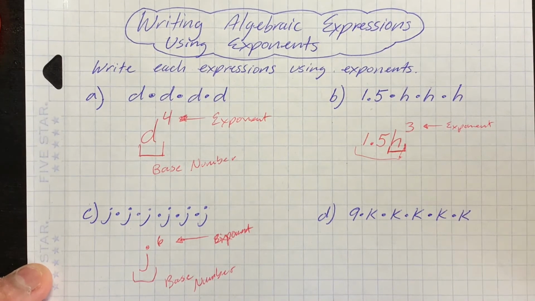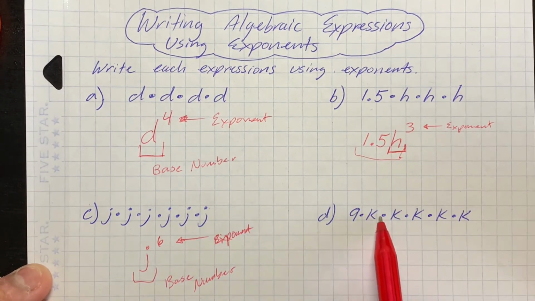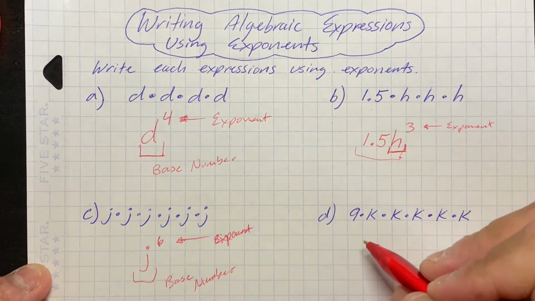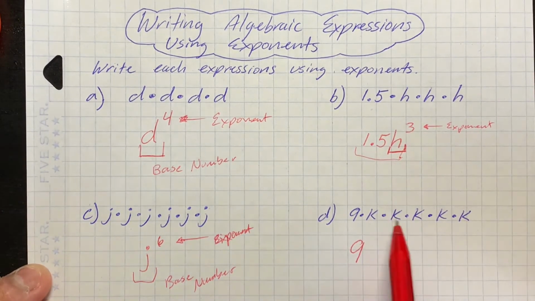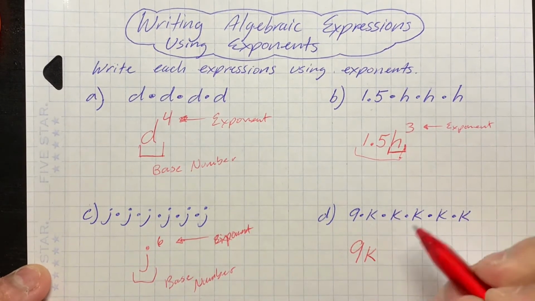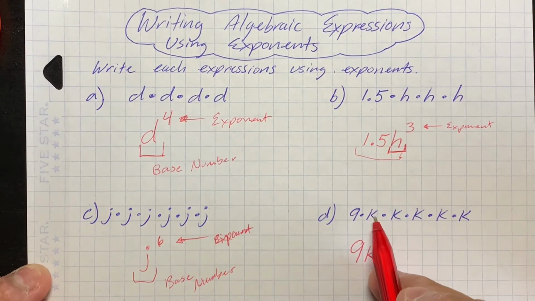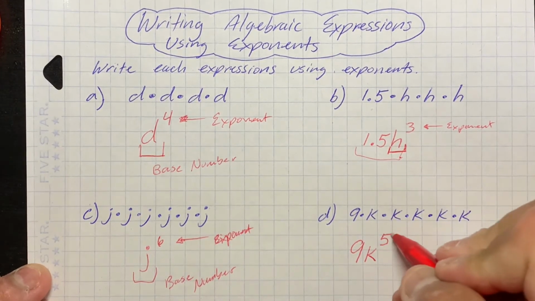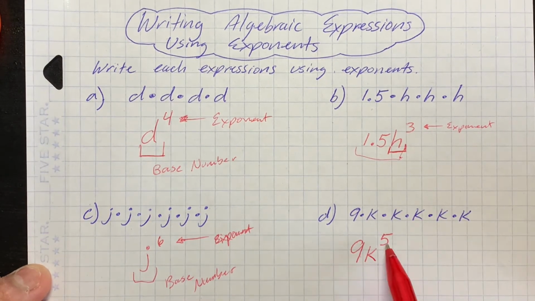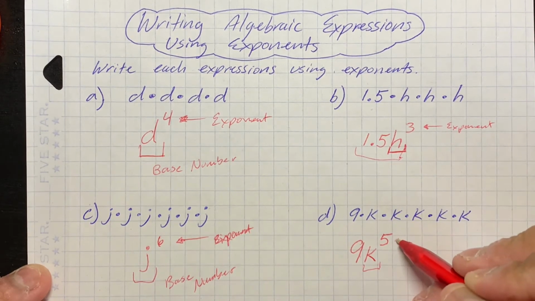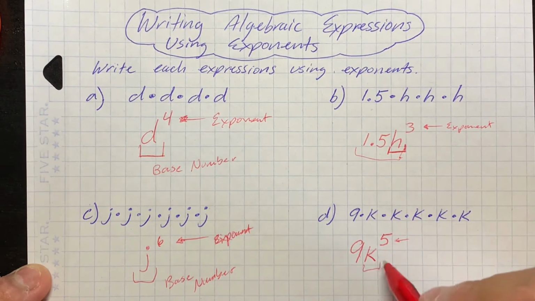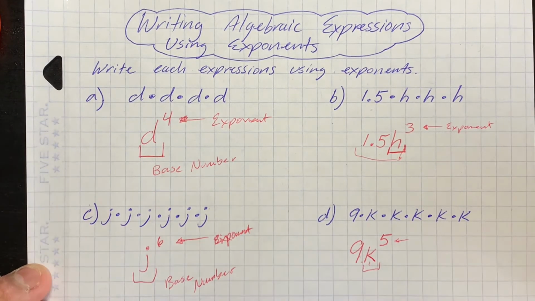And then lastly, for the fourth problem, you have 9 times k times k times k times k times k. Now you always write the number first. So the number you see there's 9. Then you have your base number k. And then how many k's do you see? There's 1, 2, 3, 4, 5. So the expression is going to be 9k to the 5th power. Again, your base number is k, your exponent is 5. Between these guys you multiply 9 times k. All right, there you go.